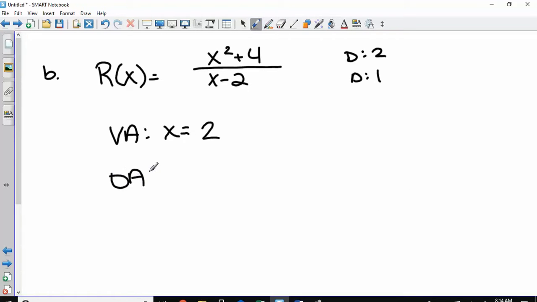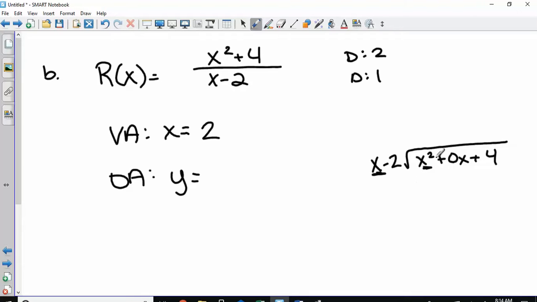So it's oblique, so it's y equals mx plus b. We just need that line. So the x minus 2 goes on the outside. Inside I have x squared. If you would like, you could put a 0x just to help hold place values. And then we divide. What is x squared divided by x? x. Then you multiply. x times the x minus 2 gives you x squared minus 2x.